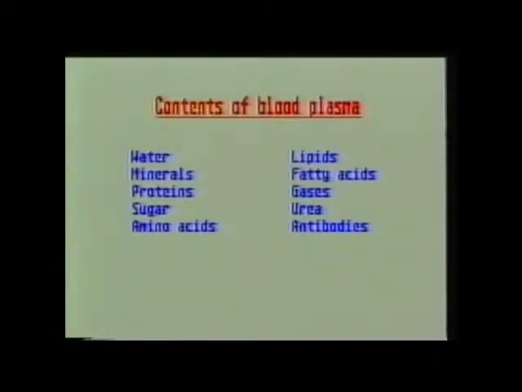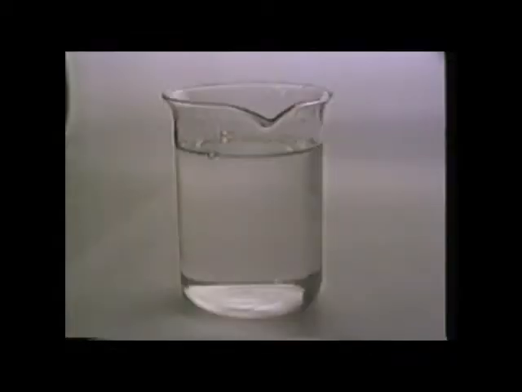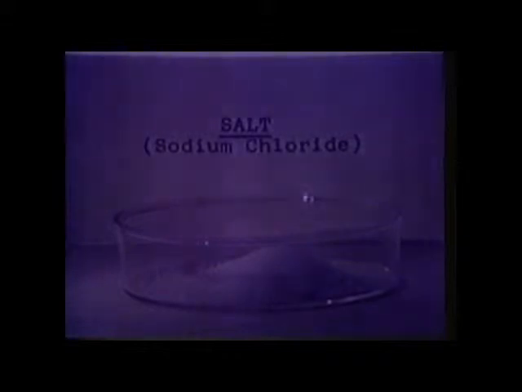Blood plasma contains a number of substances with different functions. Blood is liquid because of the water in the plasma. Minerals, such as salt, are carried in the plasma dissolved in solution. Dissolved salts in the plasma are important for maintaining a constant osmotic state in the body.